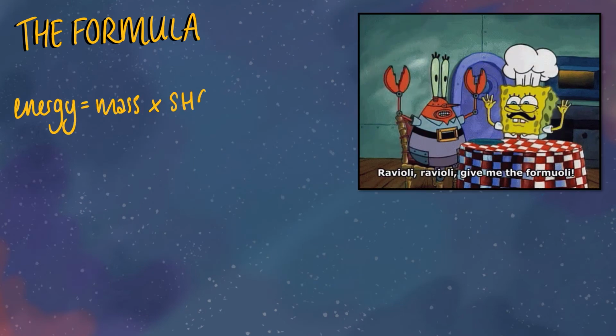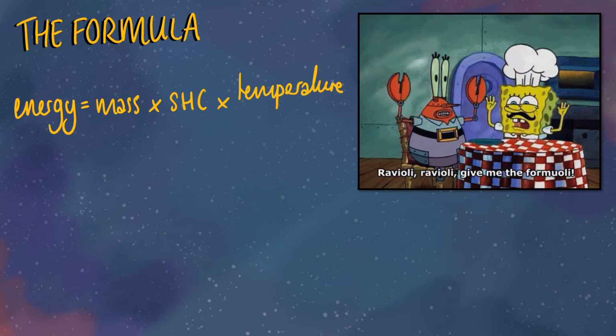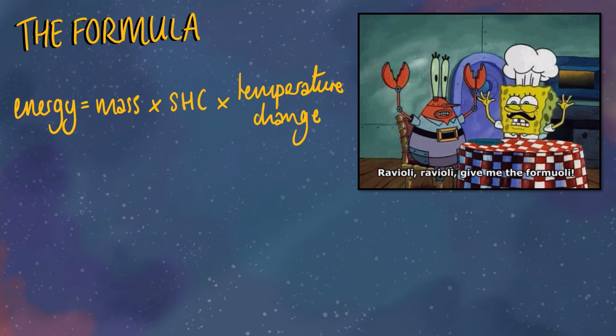So the formula for this is energy equals mass times specific heat capacity times temperature change. So write that down, please. So SHC is just the shorthand version of writing specific heat capacity, because obviously that is a mouthful and it takes forever to write. And temperature change. Make sure you put temperature change, not temperature, it's the change in temperature. Okay, so energy equals mass times specific heat capacity times temperature change.